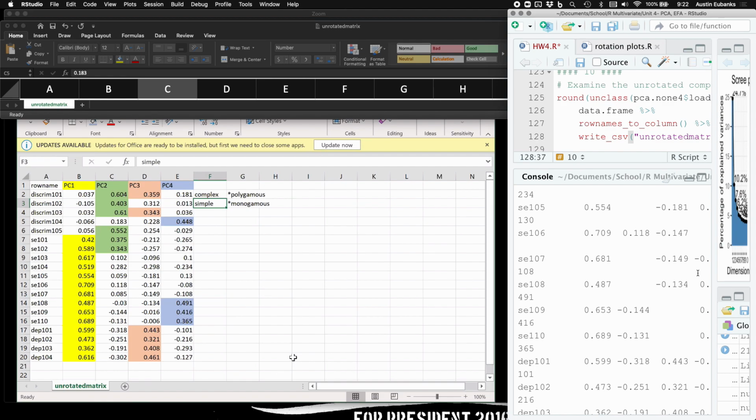Austin, what's our next question? The next question is that don't load on any components. Which we already answered that one. And then the last one is the highest loadings for each component. Okay, so in component 1, which variable loads highest?